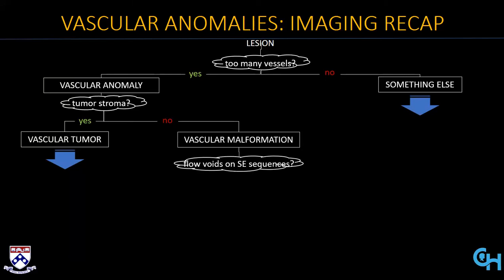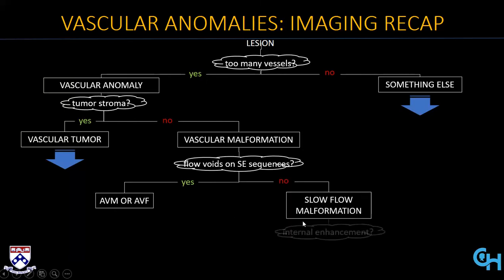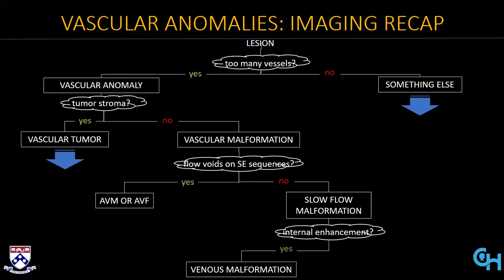On vascular malformation, if there are flow voids on spin echo sequences, think of an AVM. If there are no flow voids, think of a slow flow lesion and differentiate these based on internal enhancement into either a venous malformation or a lymphatic malformation.